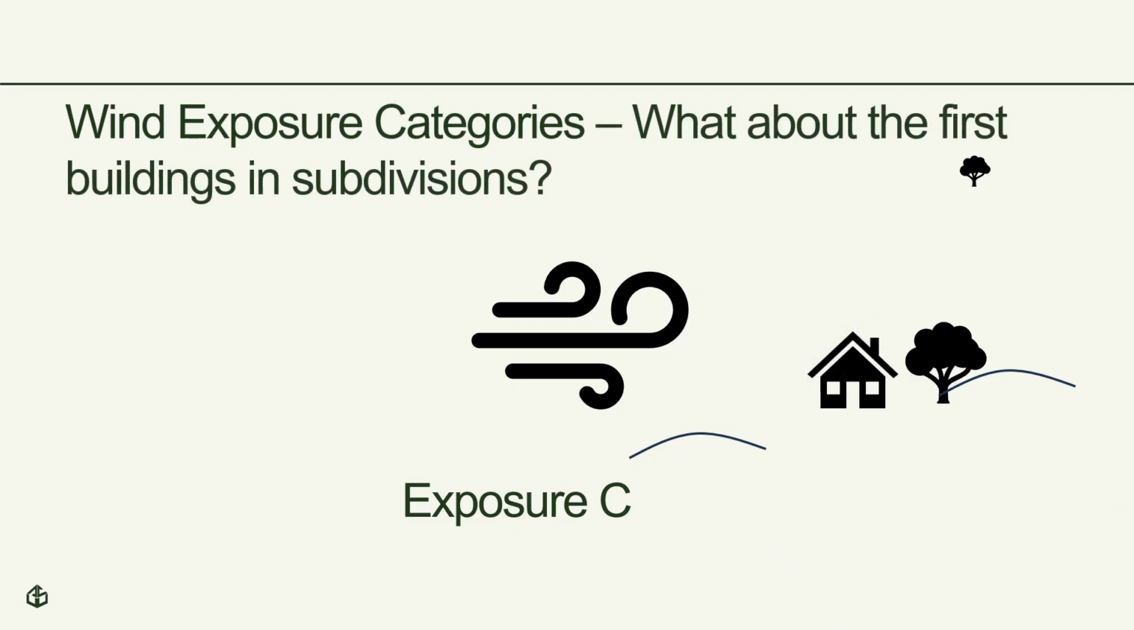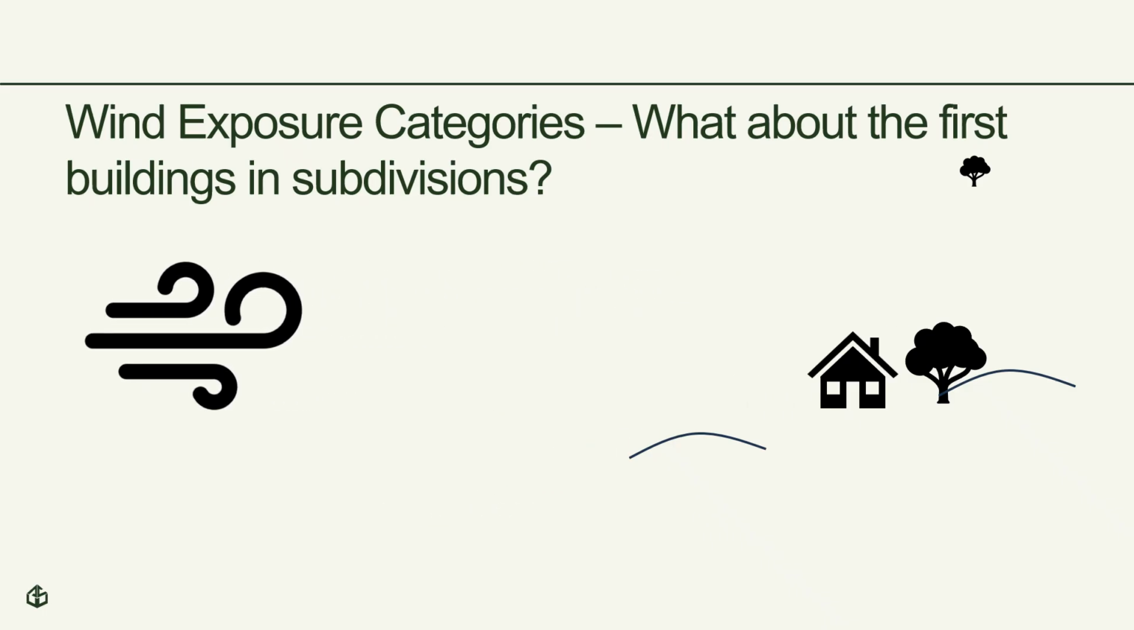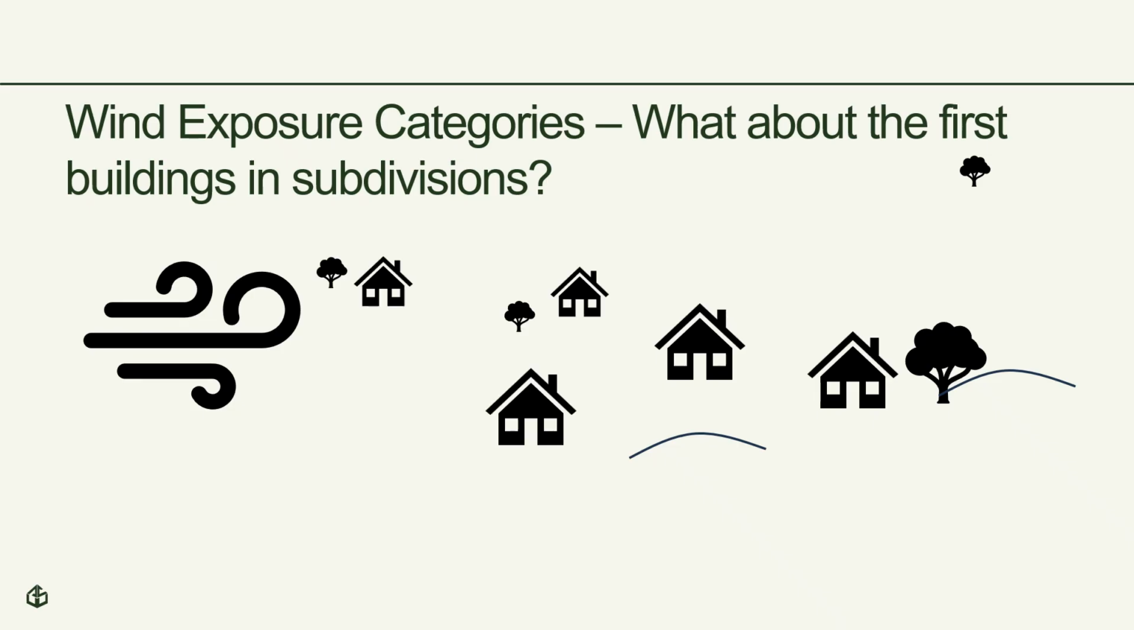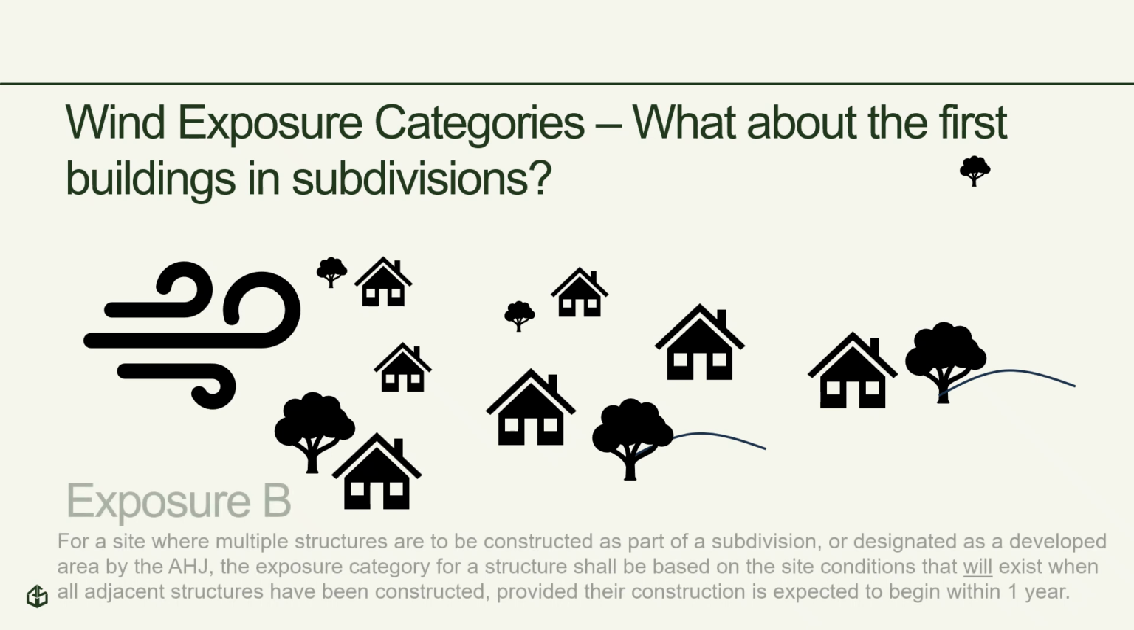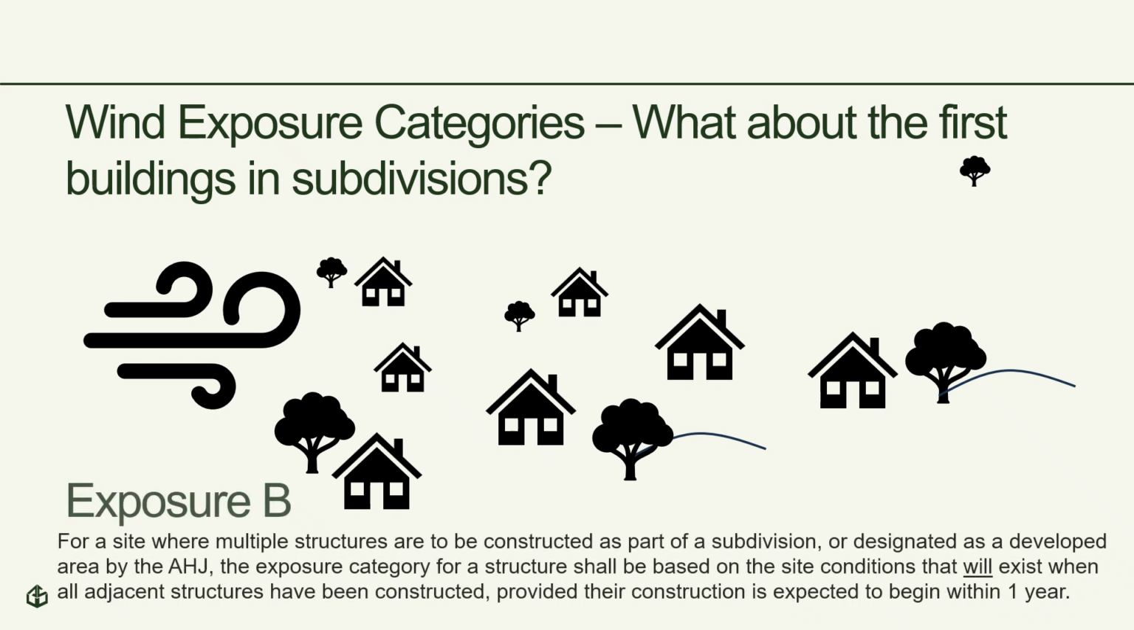But what exposure category would apply to the first buildings in the subdivision, where currently the site might resemble an exposure C, but upon completion of all the buildings, it would be an exposure B? Well, the code addresses that situation by establishing that for a site where multiple structures are to be constructed as part of a subdivision, the exposure category for a structure shall be based on the site conditions that will exist when all the adjacent structures have been constructed, provided the construction is expected to begin within 1 year.